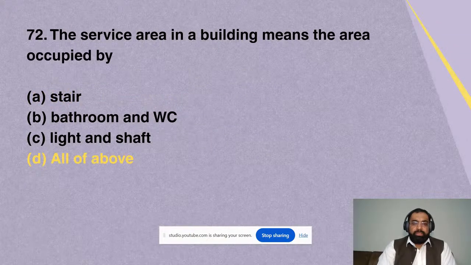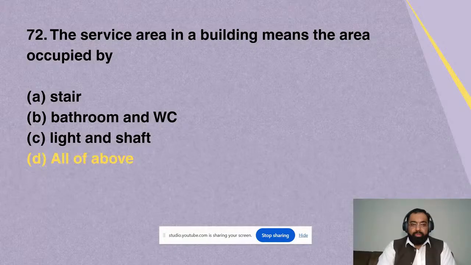72. The surface area in a building means the area occupied by: A, stairs; B, bathroom; C, WC, light and shaft; D, all of the above. So all of these are the services areas. So option D is correct, which is all of the above.